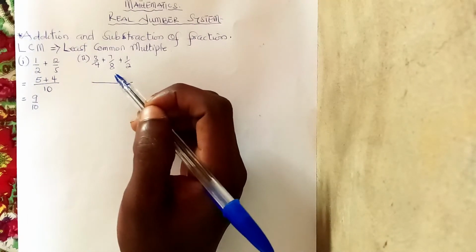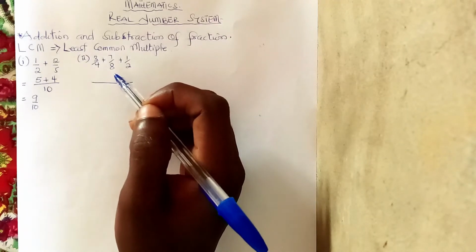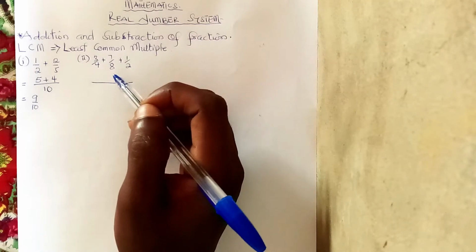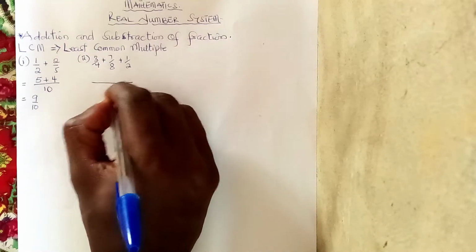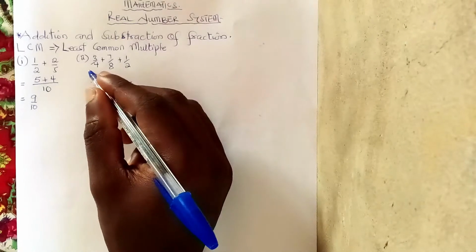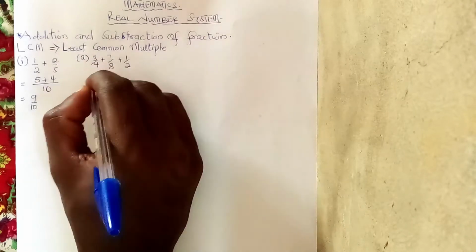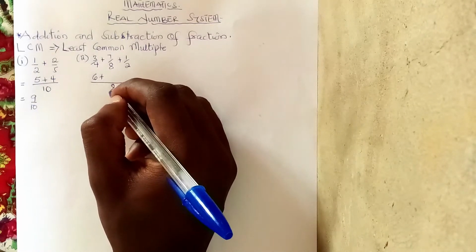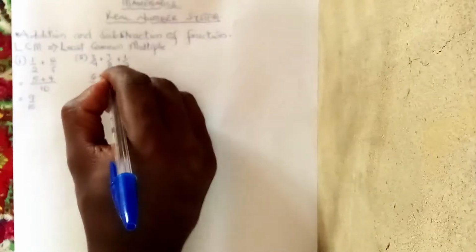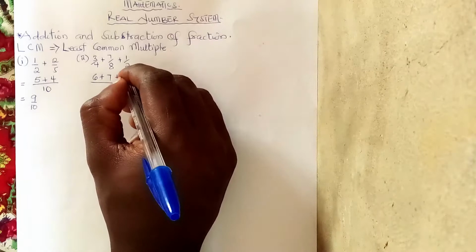For this, we can have 16, we can have 24, but the least one among them is 8. So we are using 8. 4 divides 8 2 times. 2 by the numerator is 6. Plus 8 divides itself 1. 1 by the numerator is 7. 2 divides 8 4. 4 by the numerator is 4.